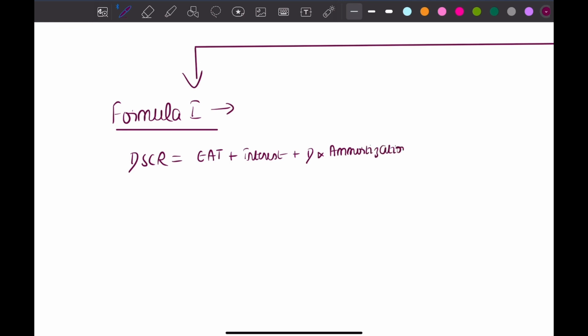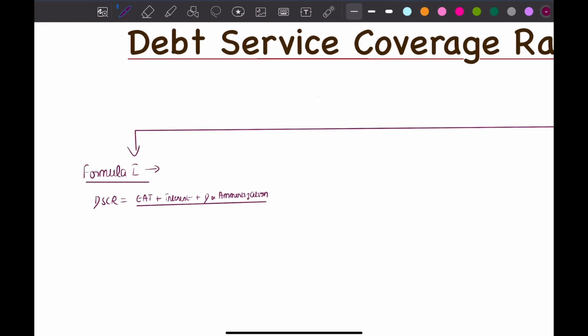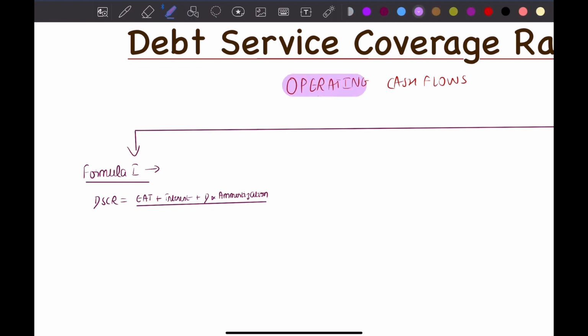Basically, DSCR states how much operating cash flow we have. This is one of the most important learnings that you will take today. DSCR talks about the operating cash flows. Always remember that DSCR is talking about the operating cash flows.